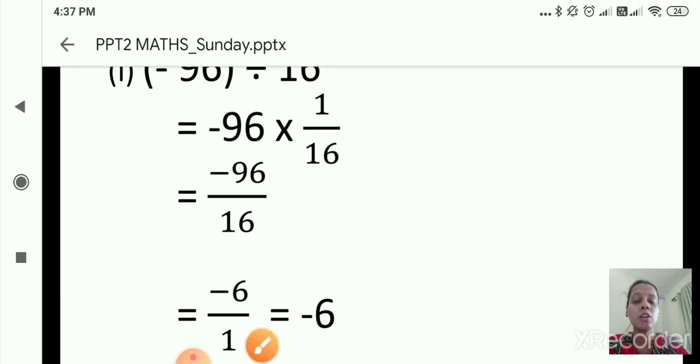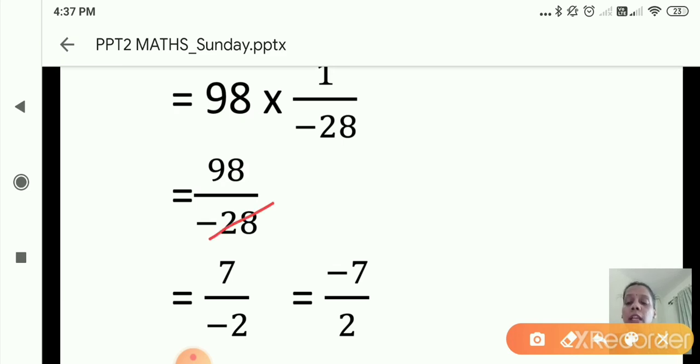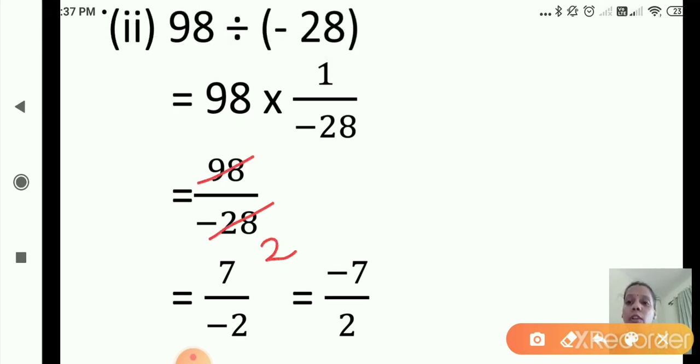Now we'll solve a few more sums. So this is the second sum, 98 divided by minus 28. The first number is positive and the second number is negative. Then the answer or the quotient is a negative integer or negative number. So 98 divided by minus 28. Both the numbers are divisible by which table? Correct, the 14th table. So 14 2s are 28 and 14 7s are 98.